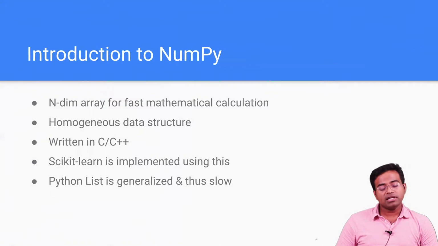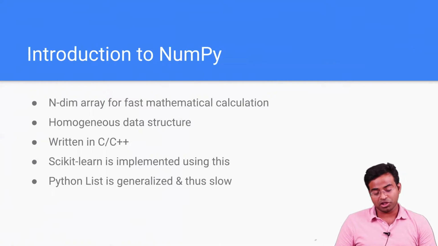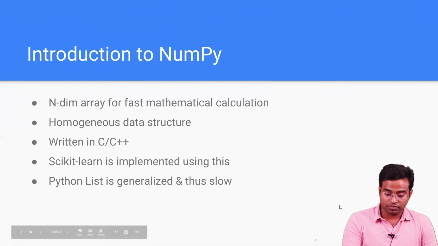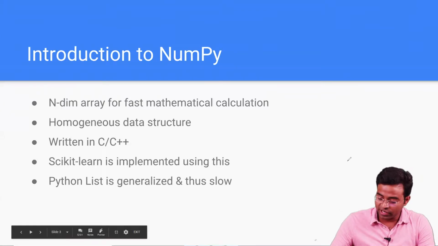NumPy is a mathematical library. Machine learning internally is very mathematically intensive, and you need a library which can do this mathematical computation really fast, and that is why NumPy comes into picture. It is a homogeneous data structure, unlike your list, which is a referenced data structure, because of which it can store different types of data.